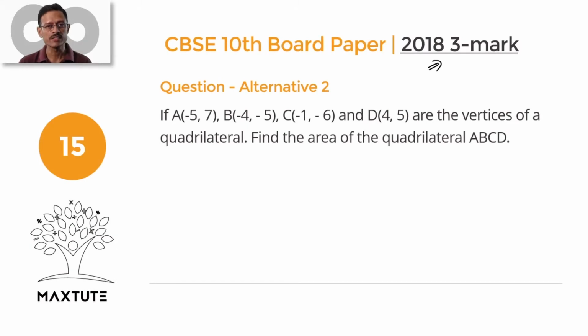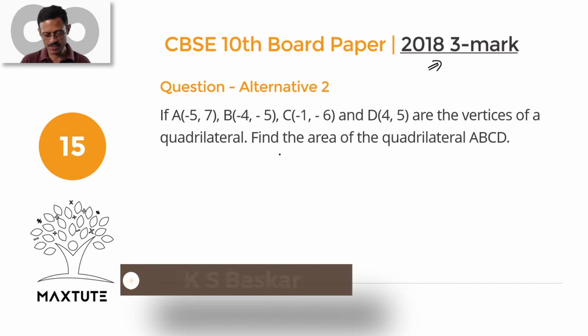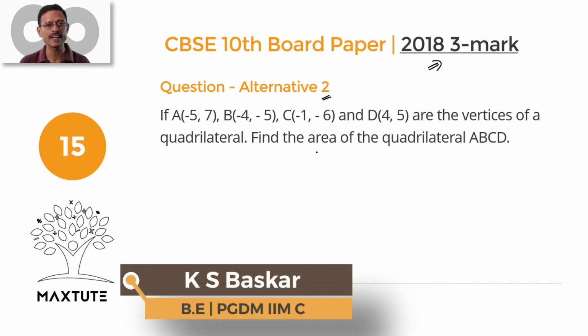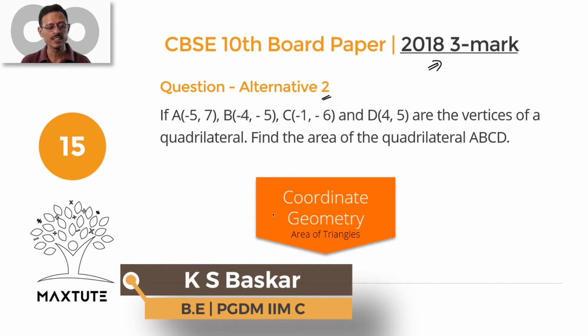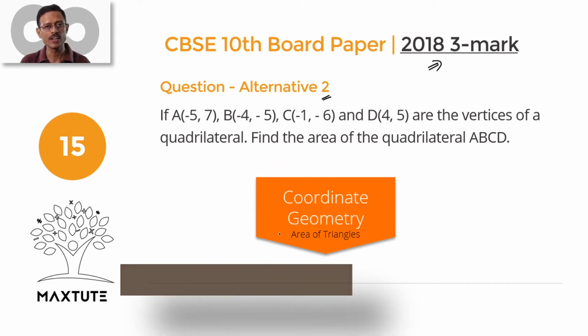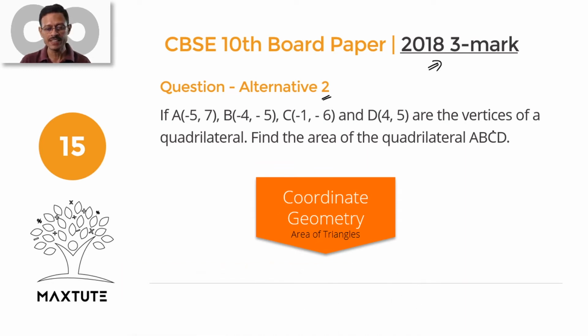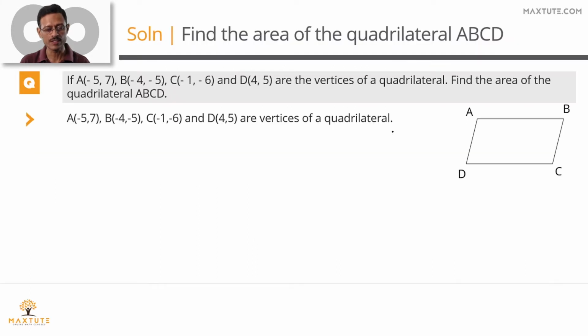This is a 3-mark question that appeared in the 2018 CBSE Class 10 board paper. This question is alternative 2 of 2 alternatives presented for this question. Both these alternatives were coordinate geometry questions. The concept tested is area of triangles. If ABCD are the vertices of a quadrilateral, find the area of the quadrilateral ABCD. We've been given the coordinates of all 4 vertices.